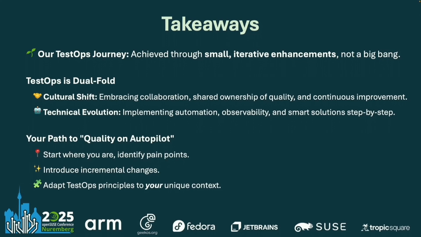In the end, building a robust, scalable, and efficient quality process, achieving that sense of quality on autopilot, is an ongoing journey. It's built step by step through consistent effort, a willingness to adapt, and a commitment to both the cultural and technical aspects of TestOps.